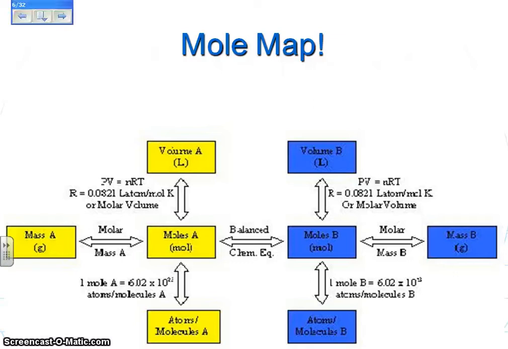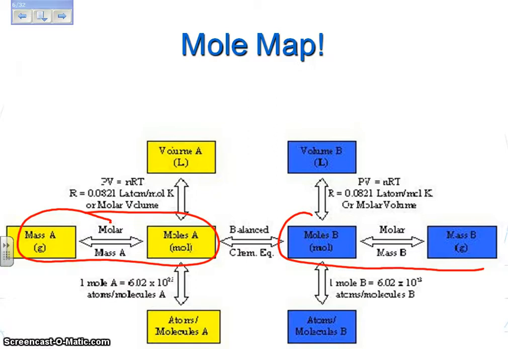Alright guys, so what we're going to do is use our mole map and take it a step further. Previously we demonstrated how to go from mass A to moles A, and we know how to use this arrow back and forth. We can go from moles to mass or mass to moles. The same thing happens on the other side. We're using our molar mass, which we calculate from the periodic table.